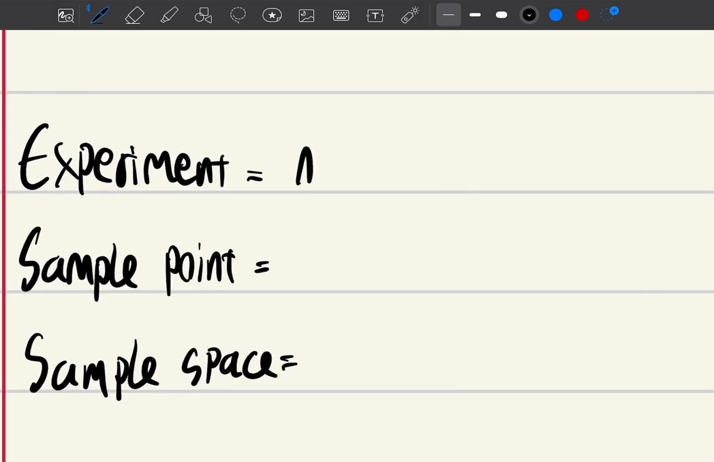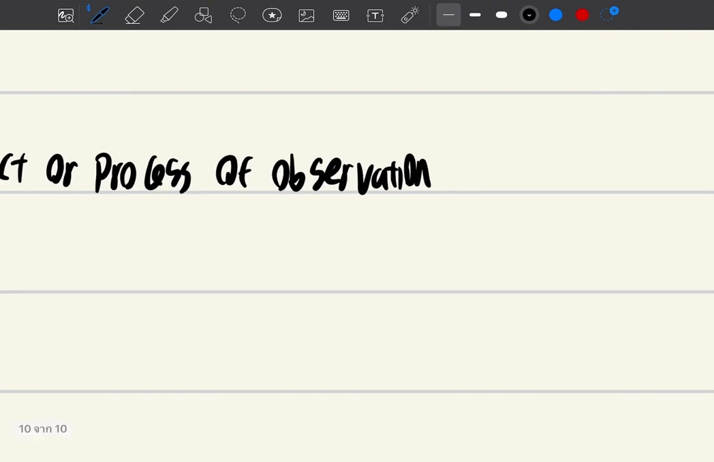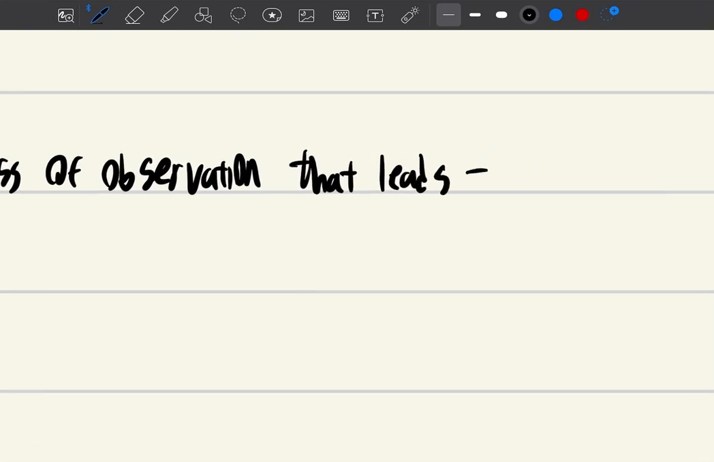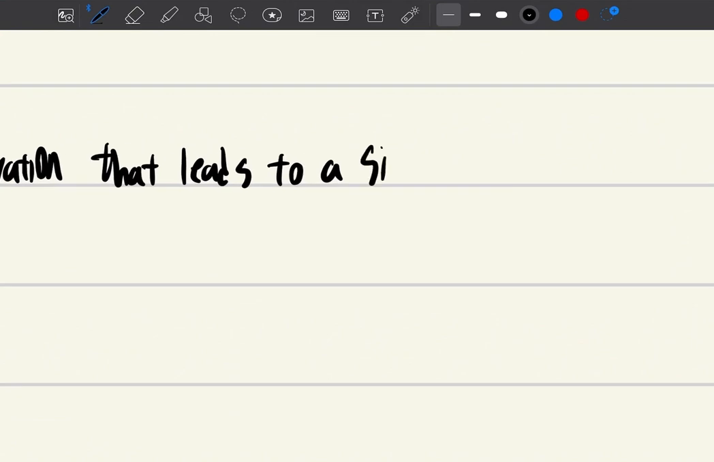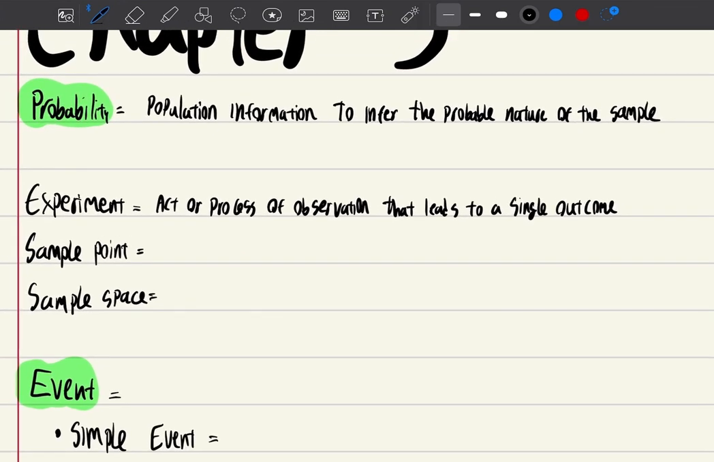It is an act or process of observation that leads to a single outcome. And in probability, we cannot predict it with certainty. For example, flipping a coin or tossing a dice.